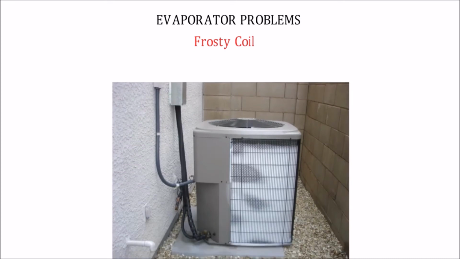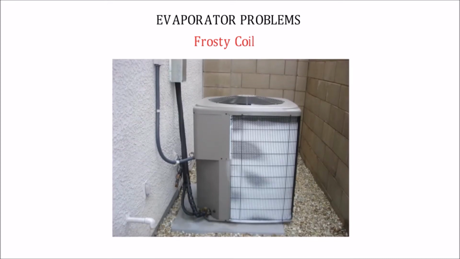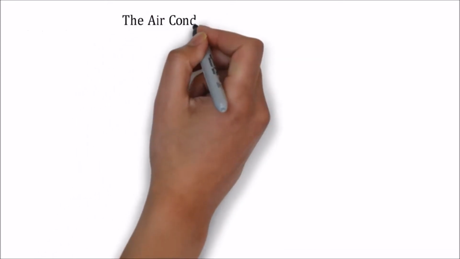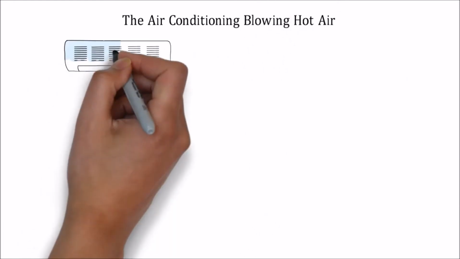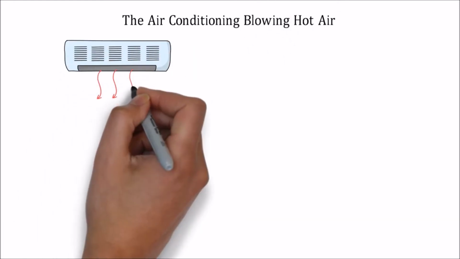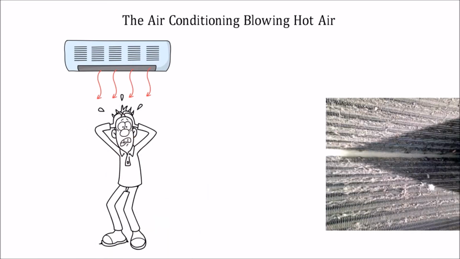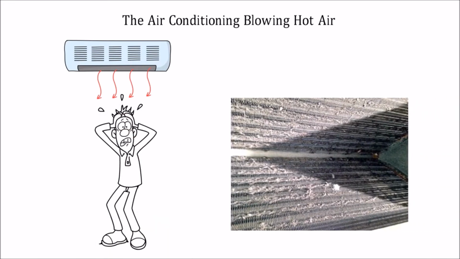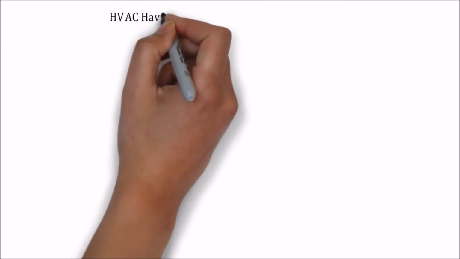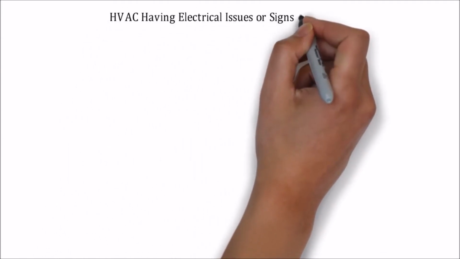The most common problem of an evaporator is the forming of ice on the surface of the coil. The air conditioner blowing hot air. Another common problem is the air conditioner blowing hot air instead of cold when in cooling mode. A reason for it could be dirty coils, where dirt and dust stick to the metal surface and act as an insulator.